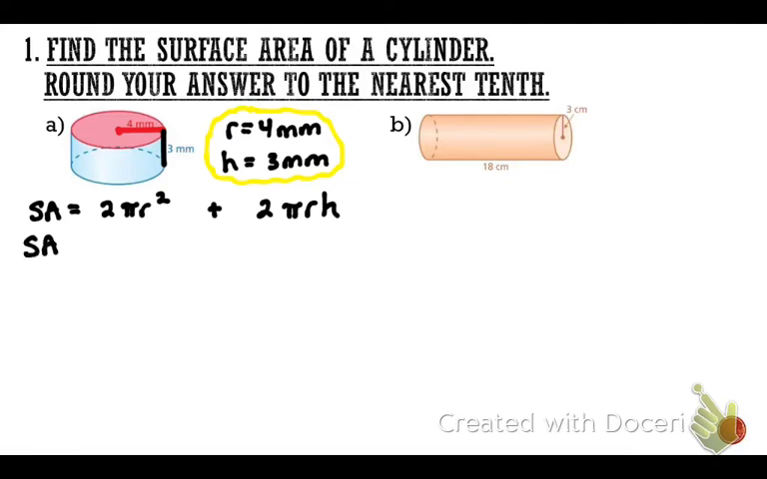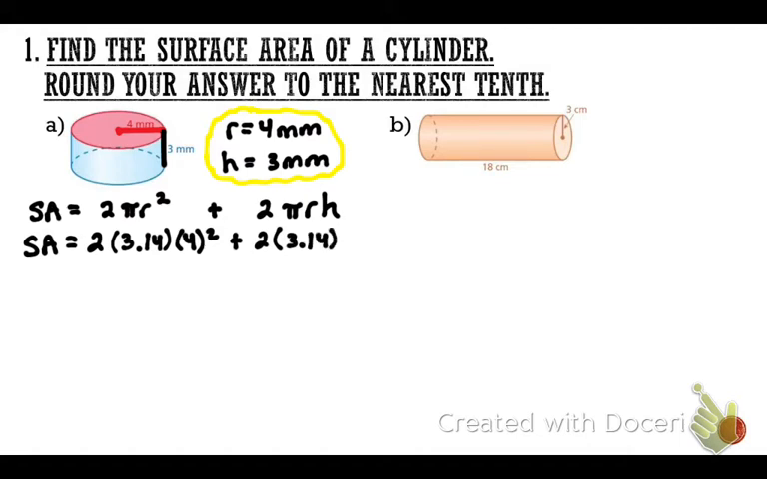All right, 2 times pi. Do you guys remember the amount for pi? Yes, ma'am. 3.14. Jocelyn, what's the radius of this circle? 4 millimeters. So we're going to put 4 squared plus 2 times pi. Nasir, what was pi? 3.14.